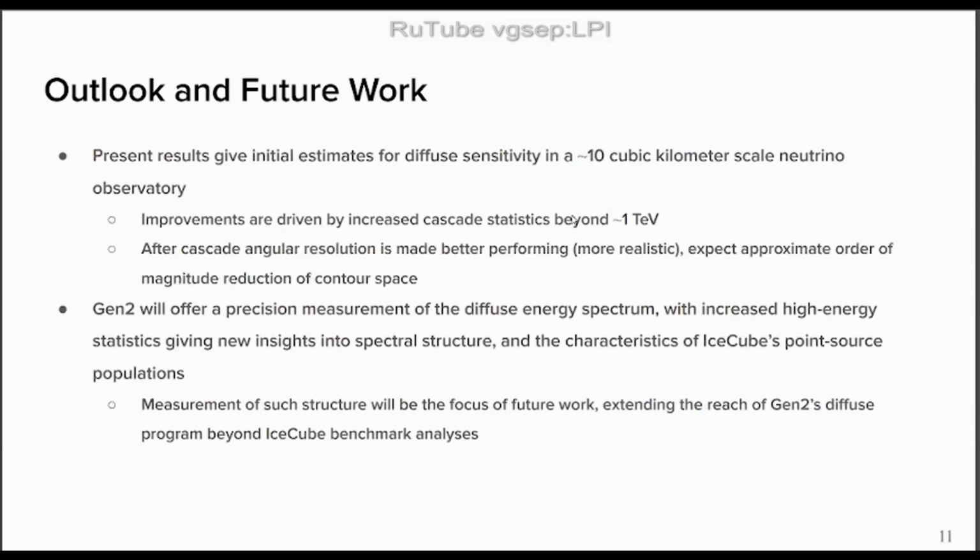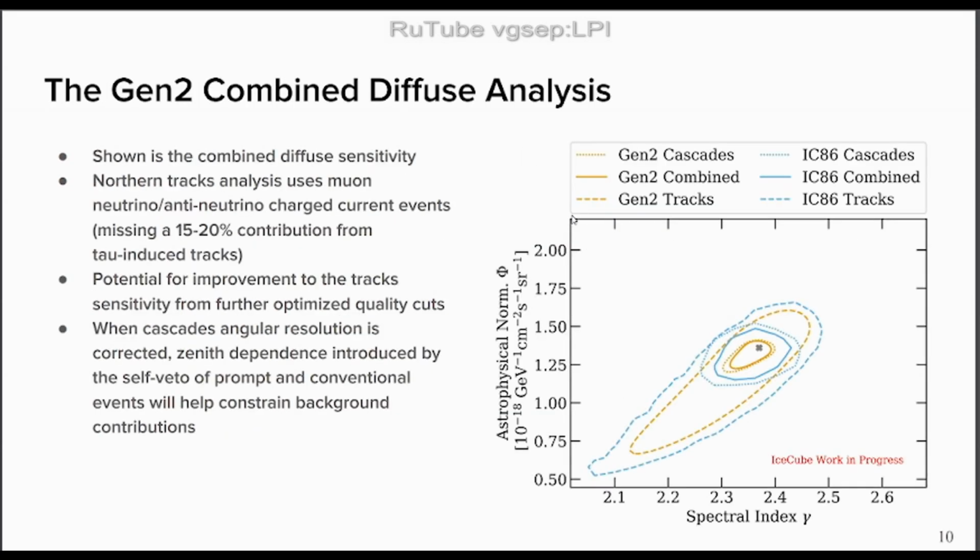I just want to highlight here that you see this elongation in the Cascades contour, sort of along the positive diagonal here. What that's caused by right now is degeneracy between the prompt atmospheric spectrum and the astrophysical spectrum, degeneracy between those two spectra.